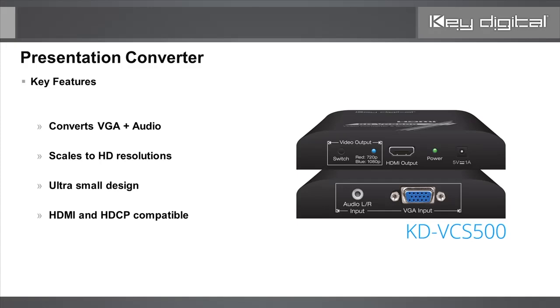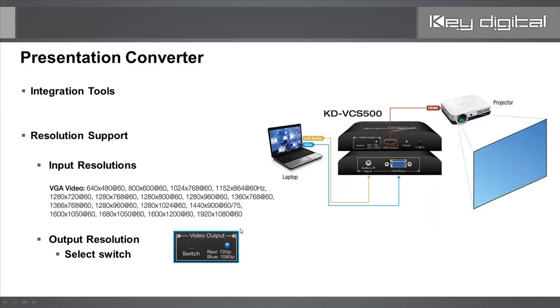So here is a very simple scaler we begin with, the KD VCS 500. This product converts VGA plus audio to HDMI output. And it is a very small product. You're looking here at front and back. The product has a wide range of supported input resolutions that we have listed here on that VGA connector.